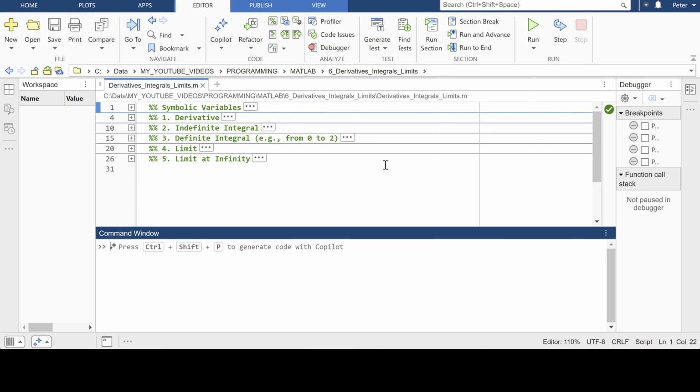So far, we've worked with numerical arrays and matrices, but MATLAB can do much more, including solving symbolic math problems just like you would by hand. In today's lesson, we'll explore MATLAB's Symbolic toolbox to compute derivatives, integrals, and limits with just a few commands.